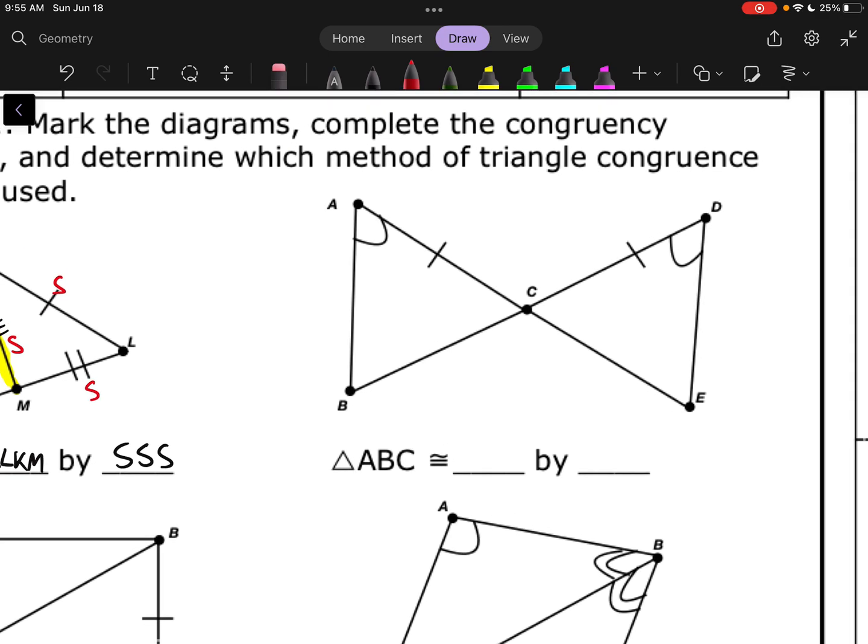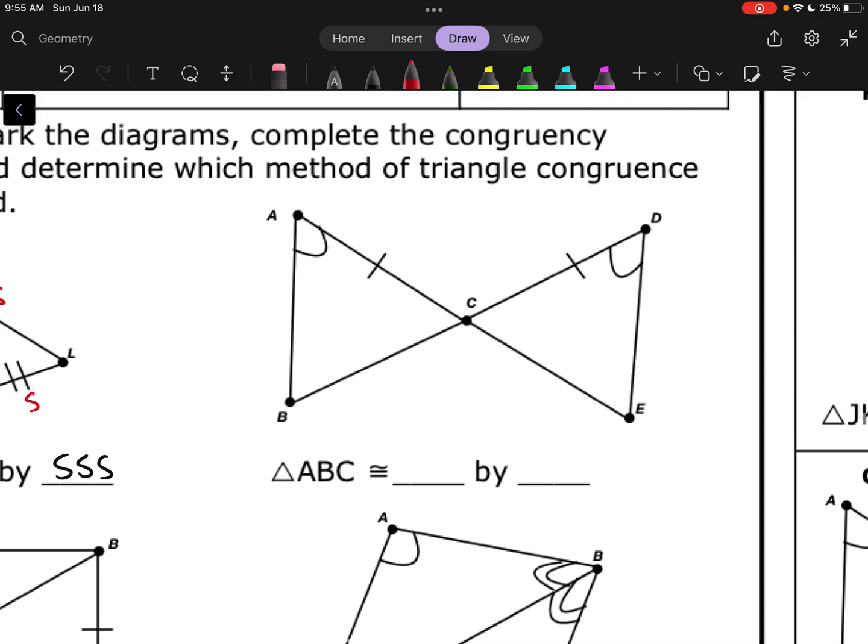All right, looking over here, looking at triangle ABC. I only see 2 things marked on these triangles, but what about the vertical angles, right? Vertical angles we get to mark. Those are always congruent to each other. That's going to give me my 3 congruent things. And I can see now I've got an angle, a side, and an angle with that side directly in between.